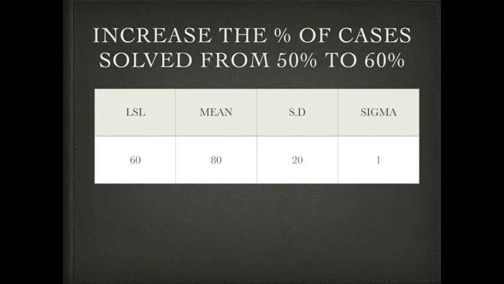Now the standard deviation is 20. The difference between the mean and the lowest specification limit is only 20. And how many standard deviations can be accommodated in 20? Only one. So it is a 1 sigma process.